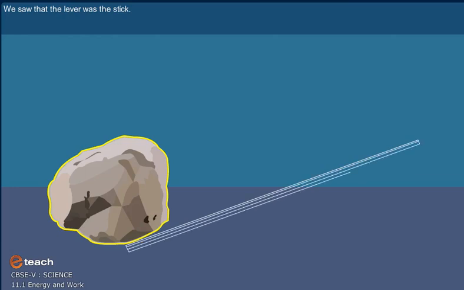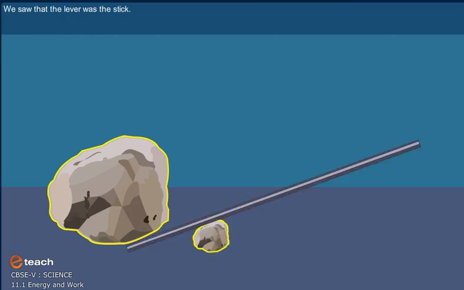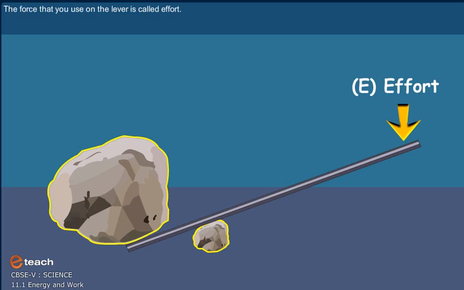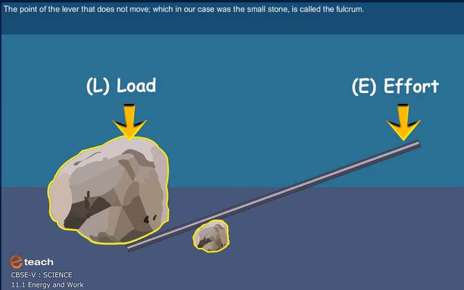We saw that the lever was the stick. The force that you use on the lever is called effort. The weight that we are trying to move is called the load. The point of the lever that does not move, which in our case was the small stone, is called the fulcrum.